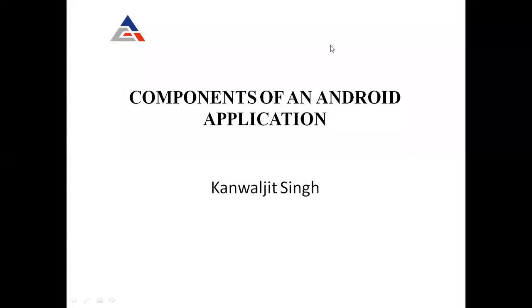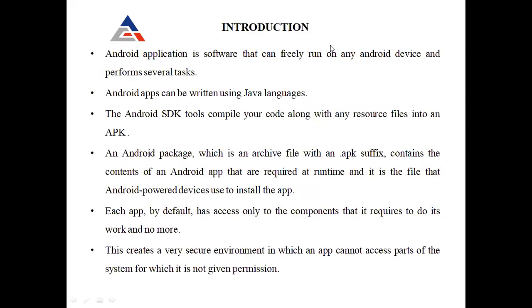The new topic that we're going to start today is the components of an Android application. So let's have a little bit of introduction. An Android application is a software that can freely run on any Android device and perform several tasks. So basically, a software set of applications. You can say that an Android application is a software that freely runs on any Android device having the Android platform and performs several tasks, whatever tasks the user has asked the software to perform.